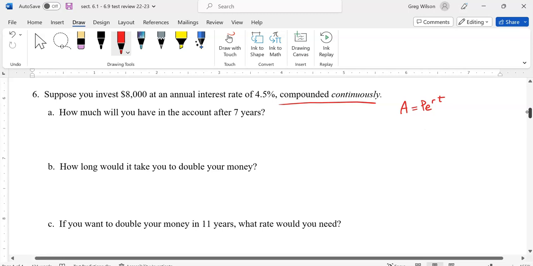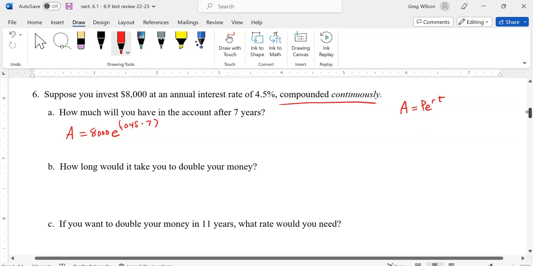So letter A, how much are you going to have in the account after 7 years? A is how much we will have in the account. We started with 8,000. And we're going to raise e to the rate of 4.5% as a decimal, 0.045. And we're going to multiply times t, which is the number of years.